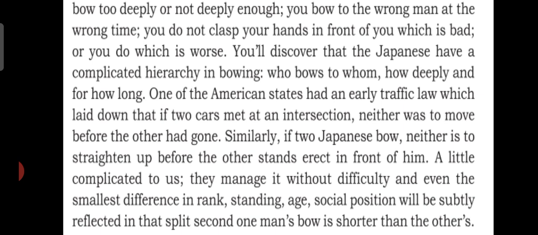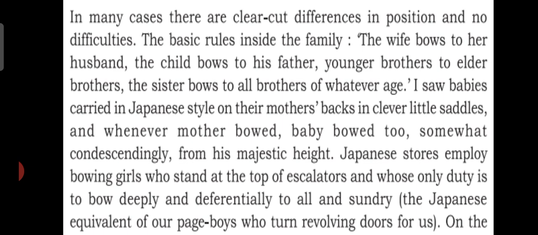One of the American states had an early traffic law which laid down that if two cars met at an intersection, neither was to move before the other had gone. This is not needed. You don't write all this matter. So they keep in mind the smallest difference in rank, standing, age, social position while they bow to the other person. In many cases, there are clear-cut differences in position and no difficulties.